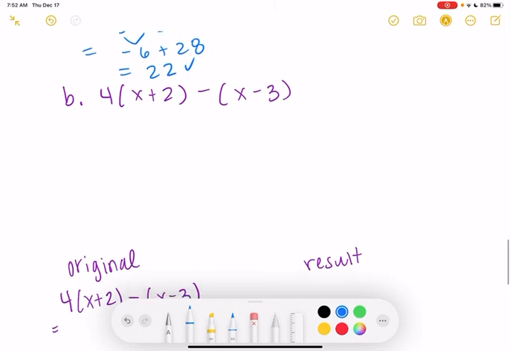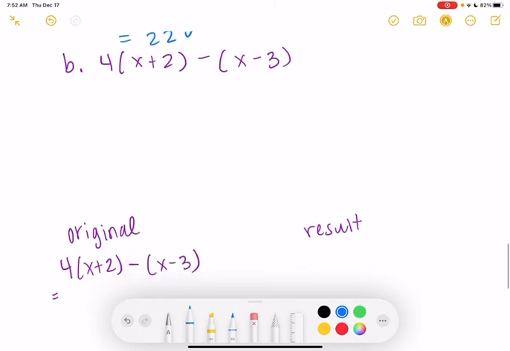Okay, so go ahead and do all 3 parts. So start with the simplify, and then plug in 4 for the original, and then plug in 4 for your result and see if they are the same. Okay, so go ahead and try that. Come back when you're ready.